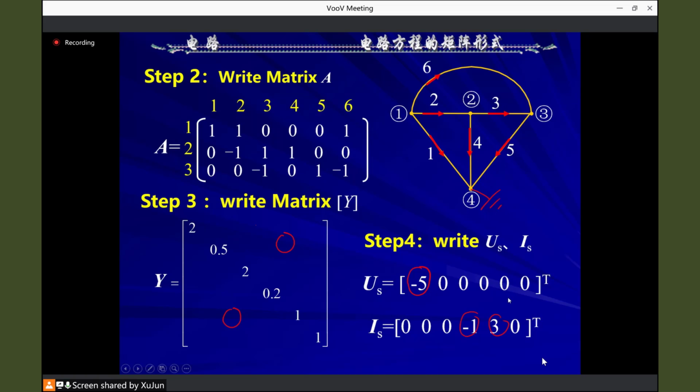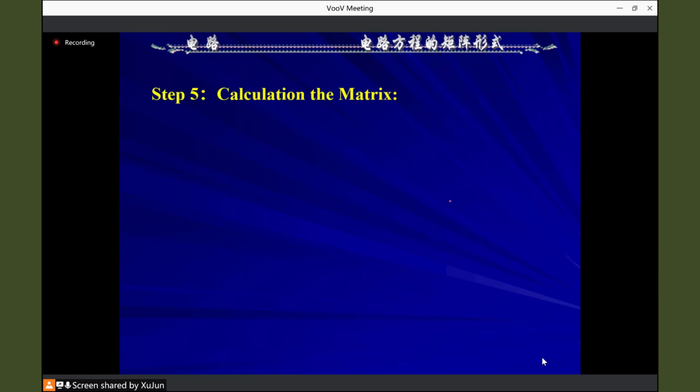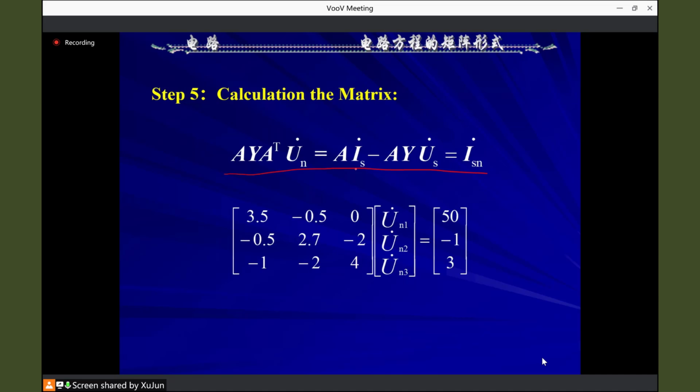I have introduced to you before, you should compare the branch. For this branch, compare the branch with the definition of the basic standard branch. And then write this function. If we calculate the function, we can get the AYA transform. This is YN, this is UN, this is ISN.